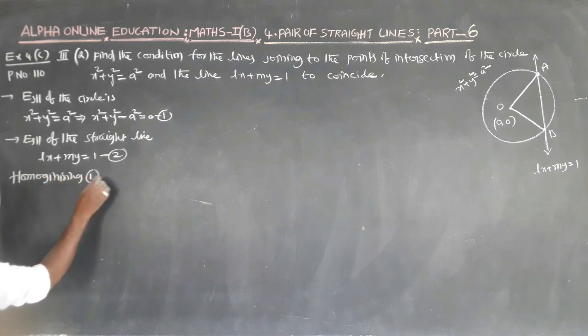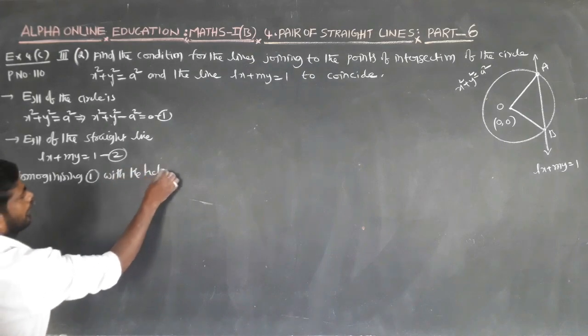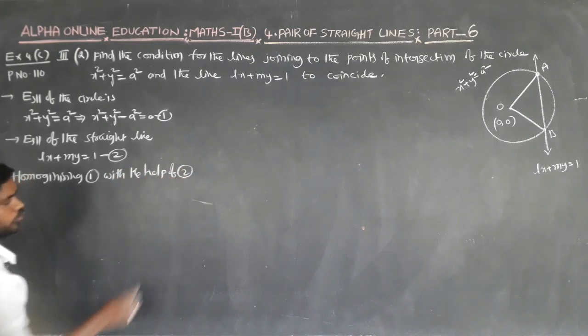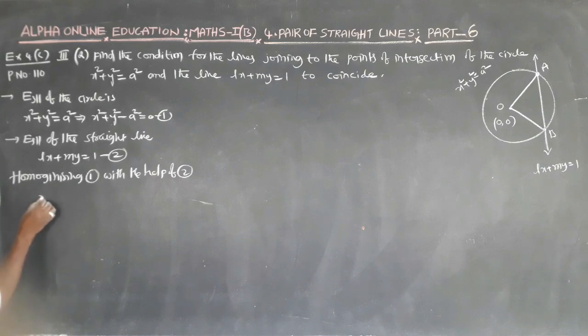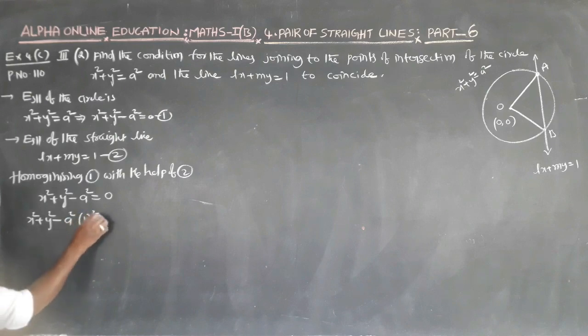Homogenizing 1 with the help of 2. 1 is x square plus y square minus a square equal to 0. x square plus y square minus a square into 1 square.